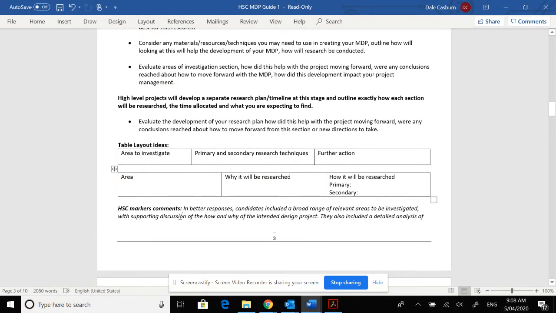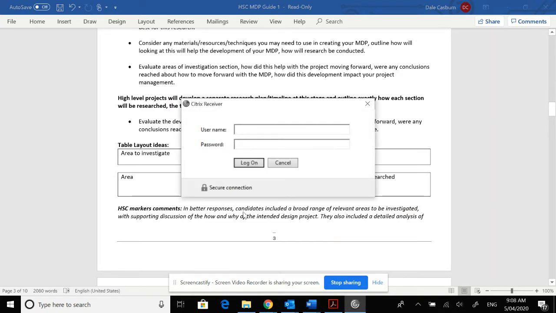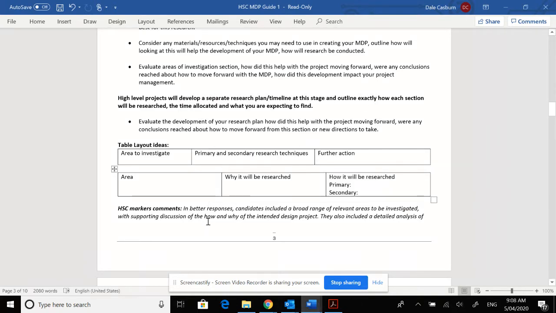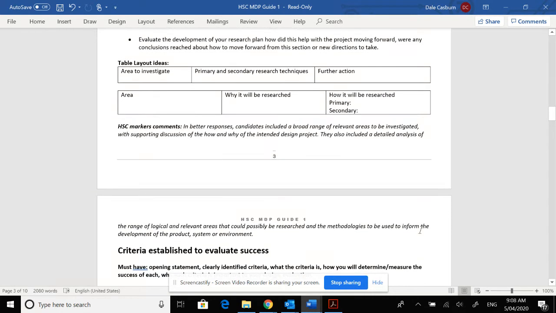The HSC markers' comments said that in better responses, candidates include a broad range of relevant areas to be investigated with supporting discussion on the how and why of the intended design project. They also include analysis of a range of logical and relevant areas. Remember that, they've got to be relevant areas that could possibly be researched, and the methodologies to be used to inform the development of the product, system, or environment.